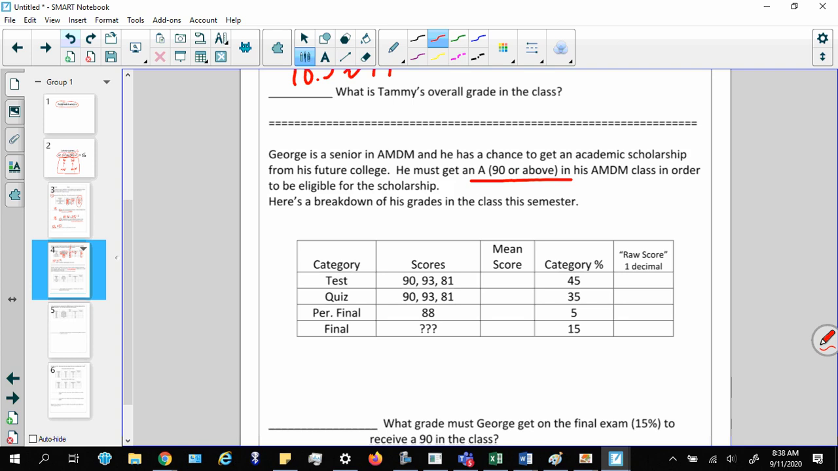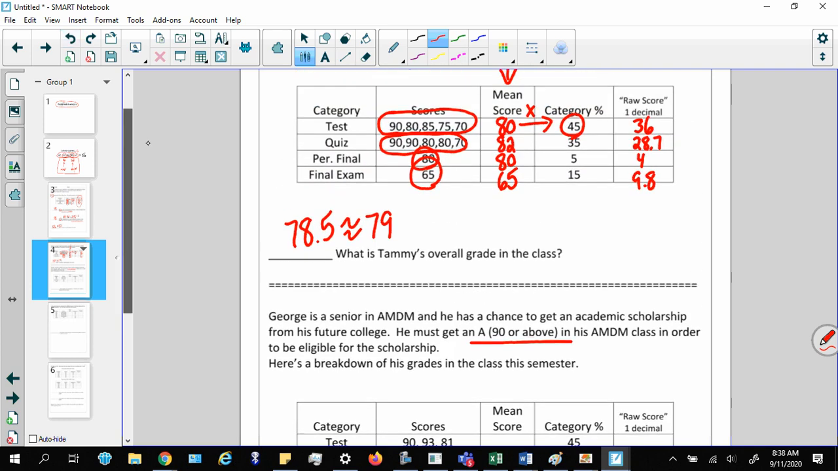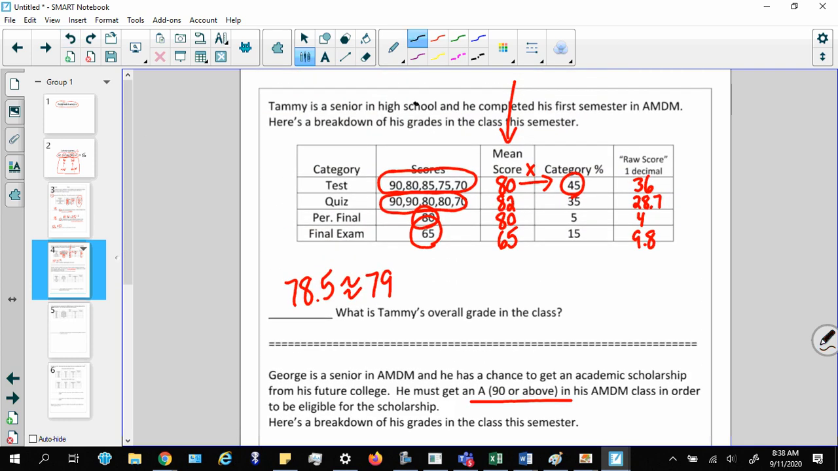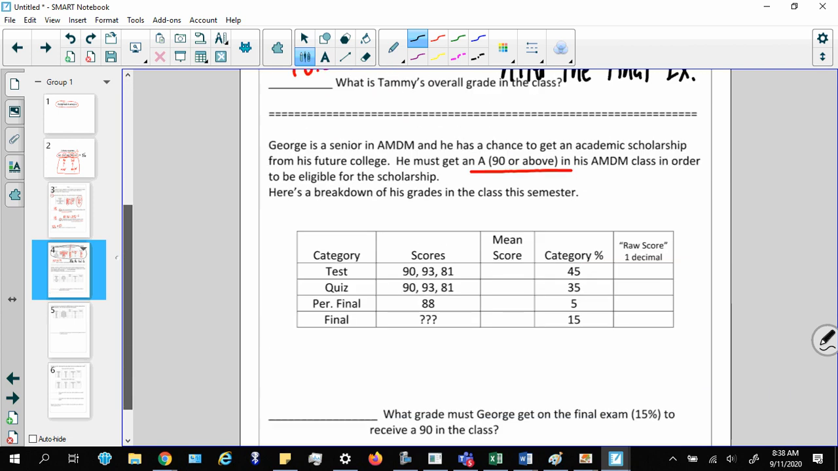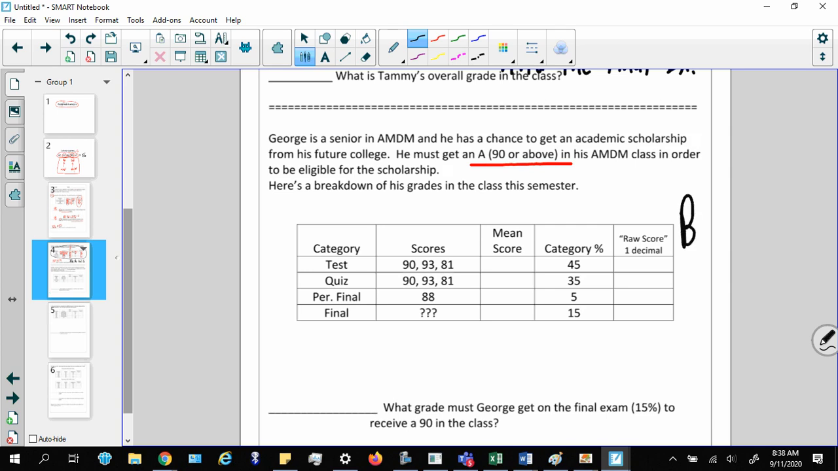Now, here's the breakdown. So here's what I want you to think about. This question that I'm circling represents after the final exam. The final exam has already been given, and so we're calculating after the fact. The way that this question is structured, this is before.